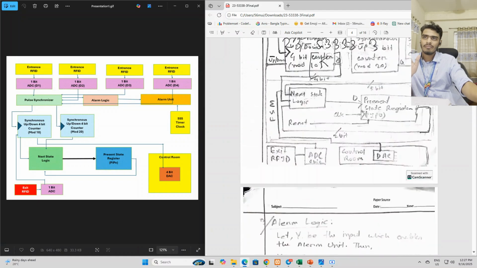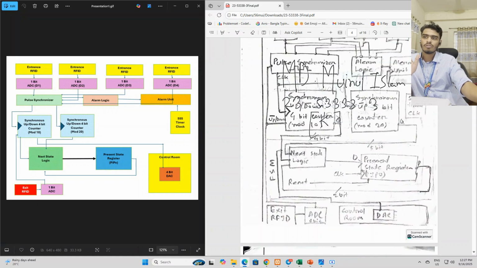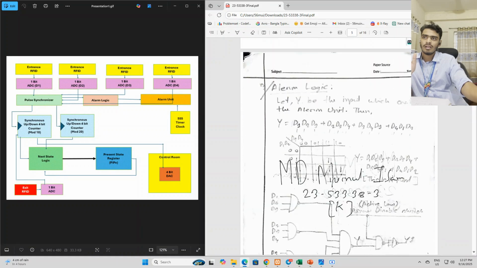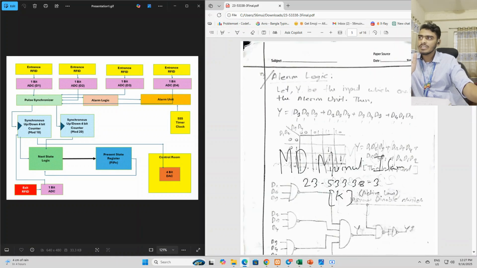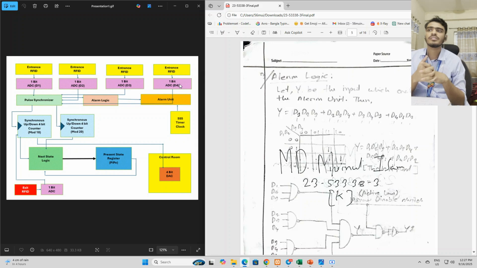We have explained the alarm logic here, right? So let's go through the alarm logic. Remember, I have D1, D2, D3 and D4 outputs of entrance. So there are 4 entrances. If 3 passengers cross the yellow line simultaneously, it should trigger the alarm. If we calculate the combinations of 3 from 4, it is 4 combinations. So these are all 4 combinations.